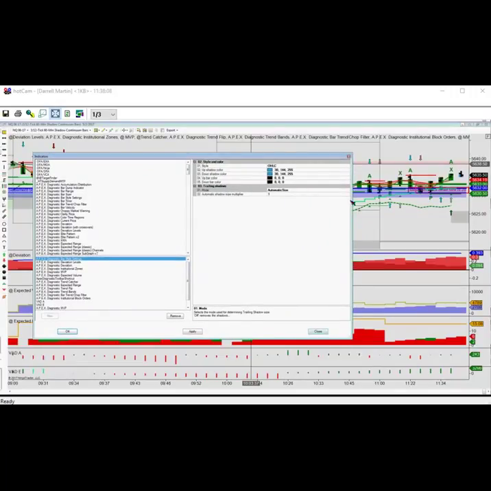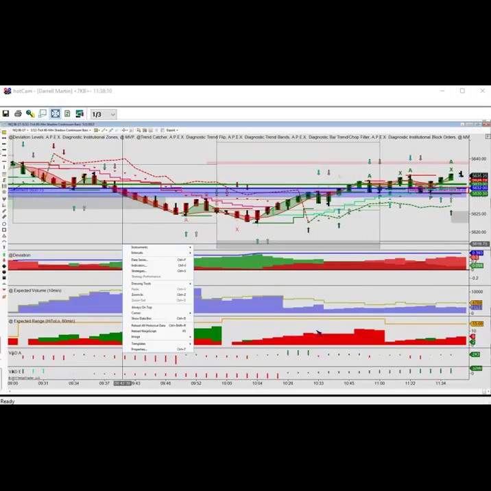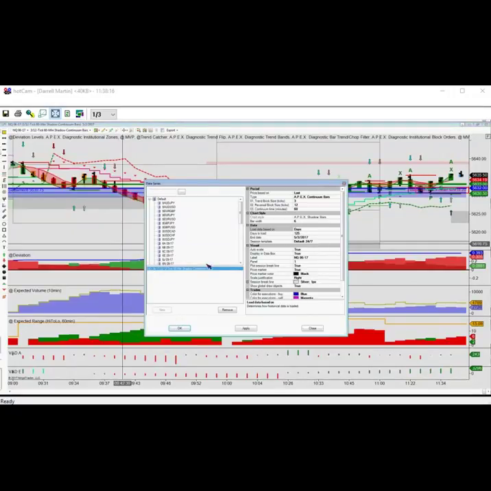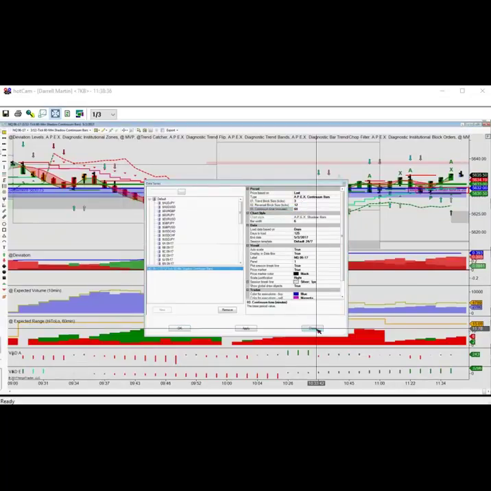The indicator settings, that's not the right one. Bar settings, let's see here. Right here on my data series, right click and go to data series. Then I chose Apex Continuum Bars, and I put 3, 12, 60. So again, that's 3, 12, and 60.